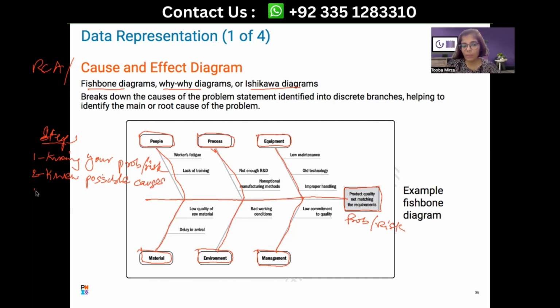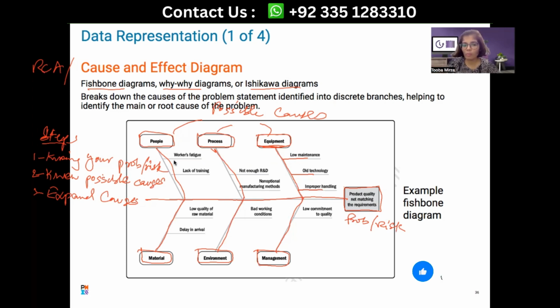Then the third step is expand causes. So this is a major head. For instance, equipment is a major head of the possible causes. All of these are possible causes. Right. So equipment can have a variety of other causes. For instance, low maintenance, obsolete technology, improper handling, or maybe lack of documentation available for the equipment, right? Or maybe lack of right resources available to handle the equipment. Can be a variety of causes for this main cause head.